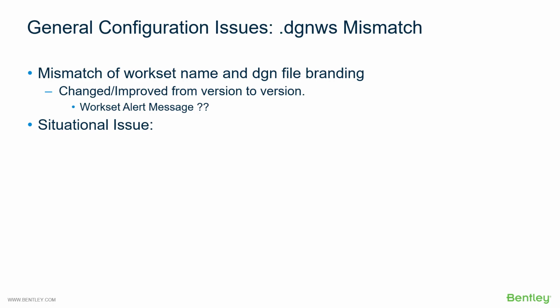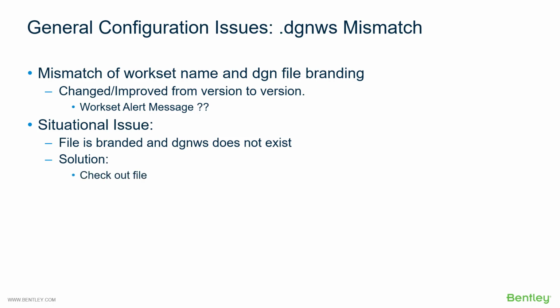One situation where I have occasionally seen this as an issue is when the file being opened was copied from a previous project and is branded with that previous project. But the DGNWS for the current project has not yet been established. So when it is opening, there is both the action of creating the DGNWS and checking for the mismatch. In cases like this, to clean this up, there is a fairly simple little process.